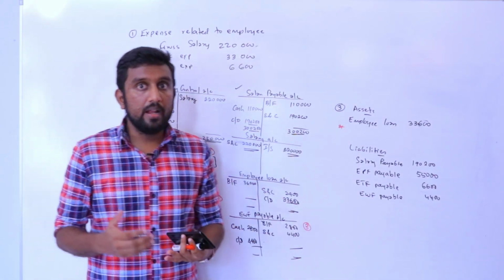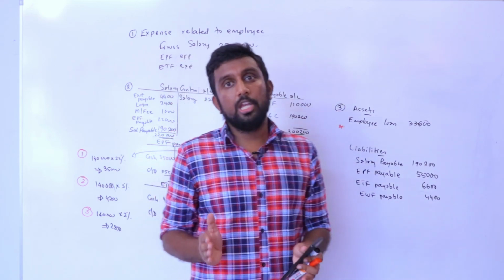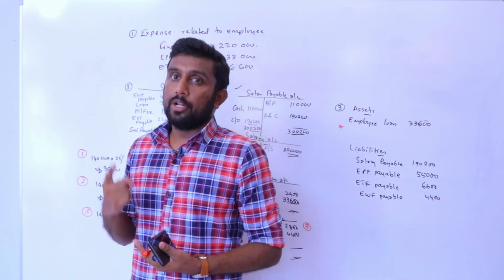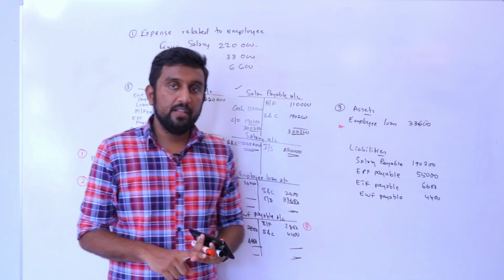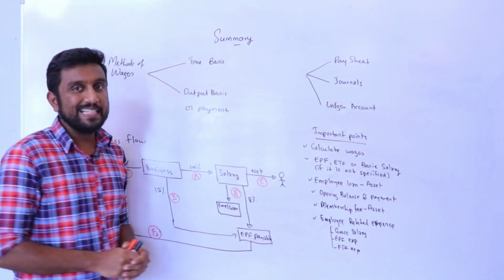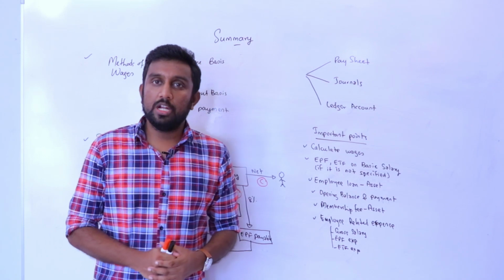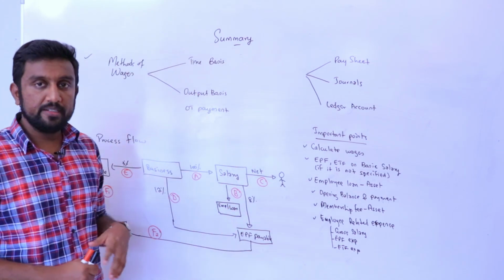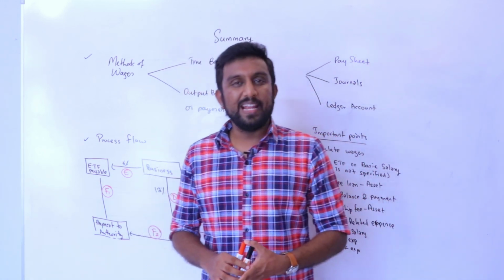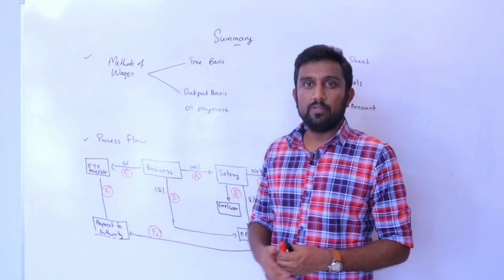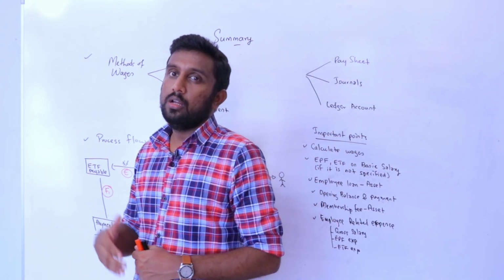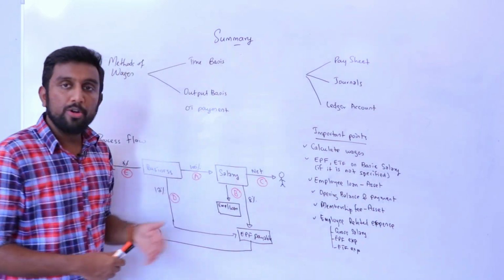After this, I'll have the summary of the chapter, which includes pay sheet, journal entries, recording in the ledger account, and the important points of the chapter. So this is a summary of the chapter. Initially, I introduced the methods of wages, time basis and output basis. Time basis, where the business pays salary based on the number of hours the employee worked. And output basis, where the business pays salary based on the output made or produced by the employees.